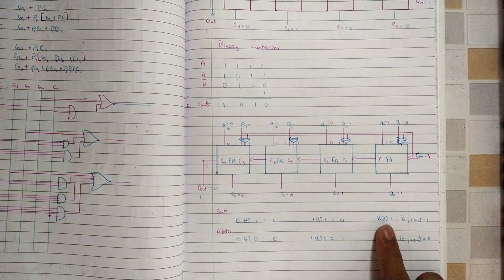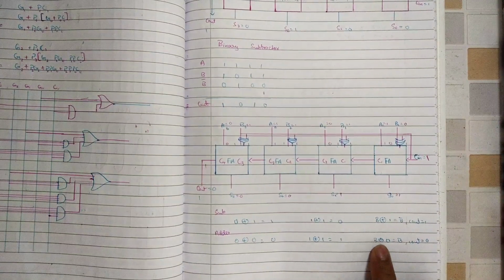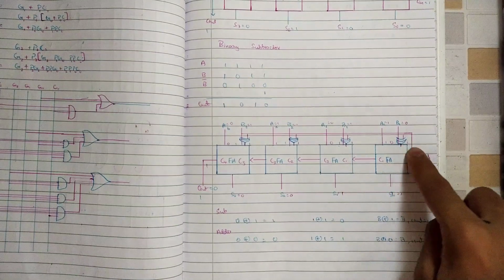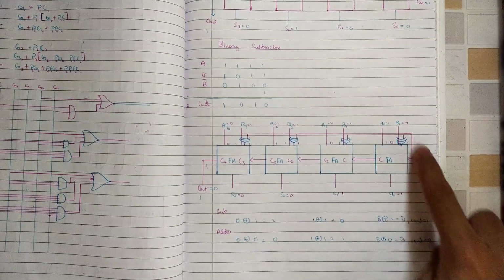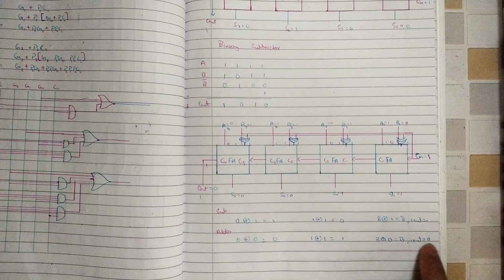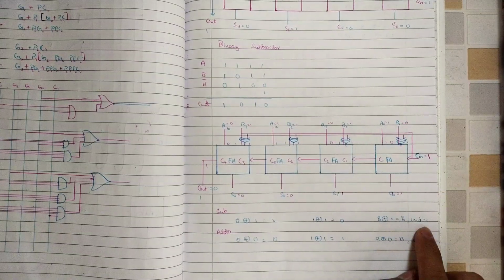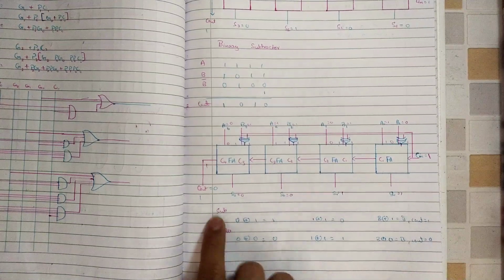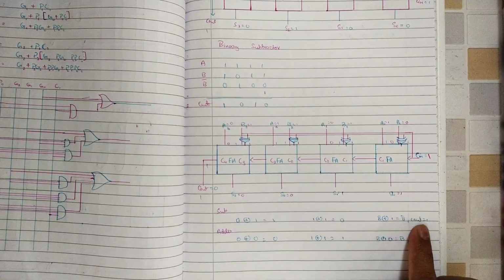So B exclusive-OR 1 will be your B bar, B exclusive-OR 0 will be your B. So actually what will be happening here, if it is 0, then B exclusive-OR 0, right. So that will be here. Now B exclusive-OR 1 you will get B bar like this. So for adder it is like this, for subtractor you will use this.